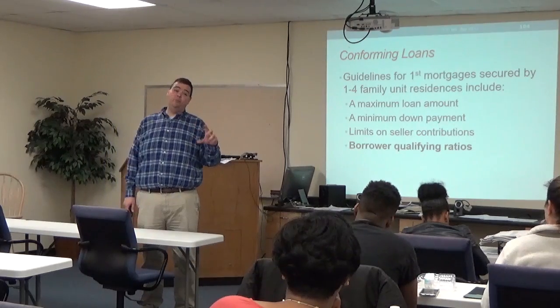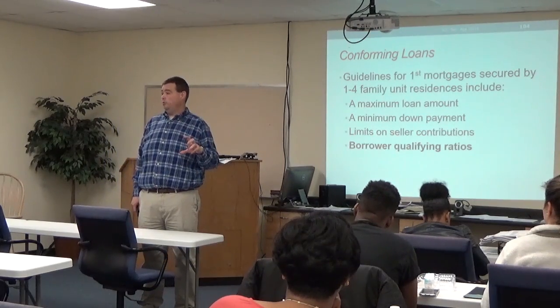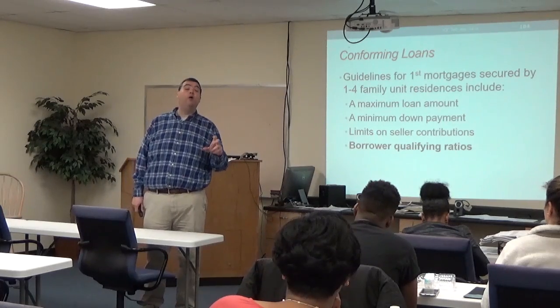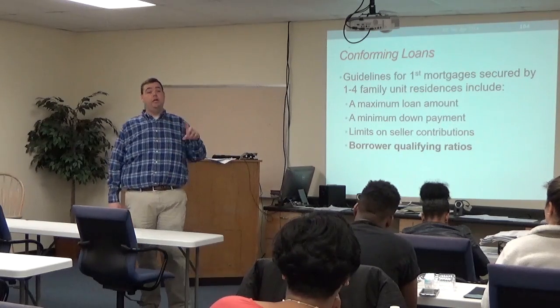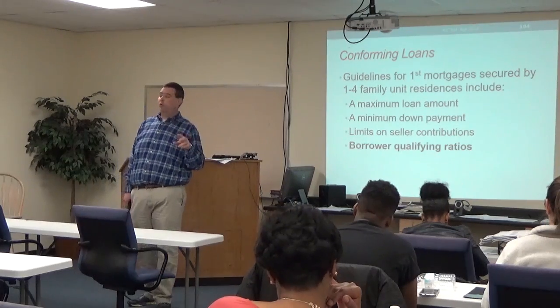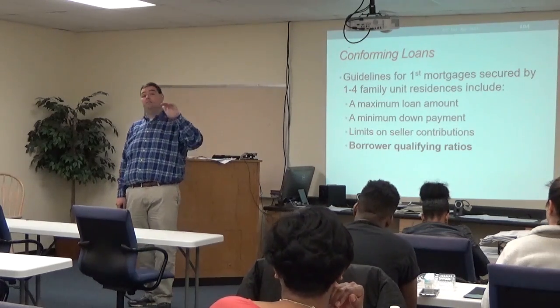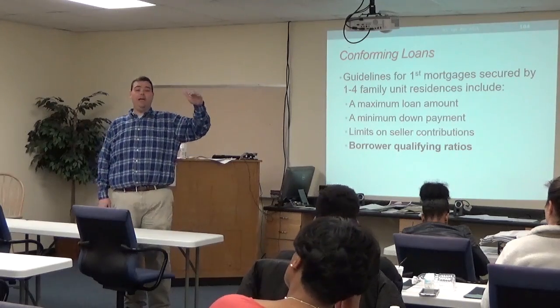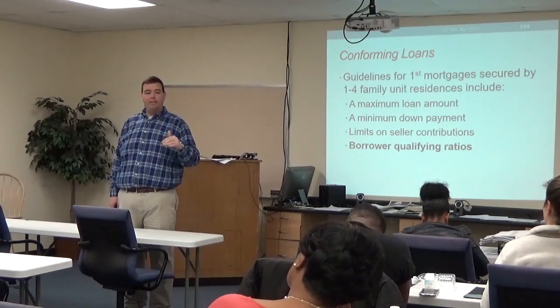In Wake County, that number is $417,000. Is the median? I'm sorry? You saying that's the median? No, I'm saying that's double the median. Okay. That's double the median. That is the conforming loan amount in Wake County, $417,000. So what I'm saying is Fannie Mae will buy mortgages up to that amount. We call those conforming loans.